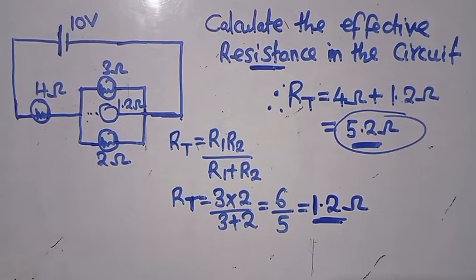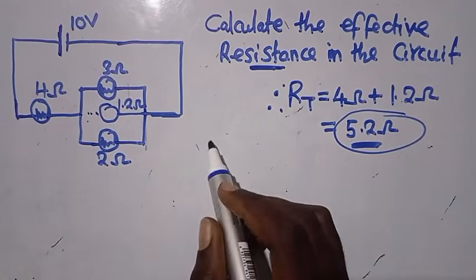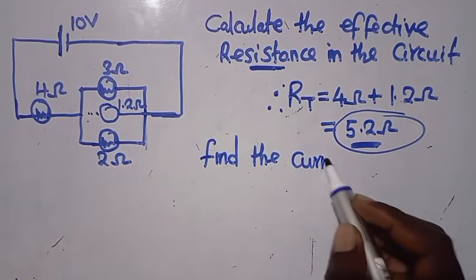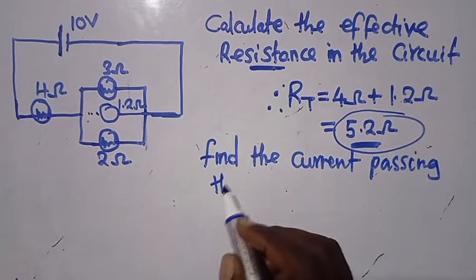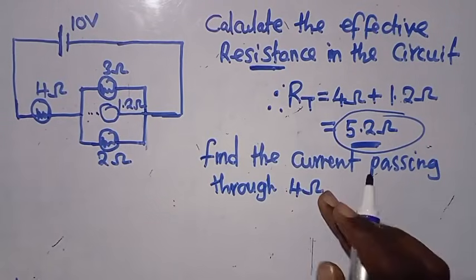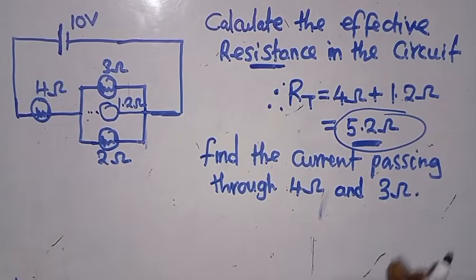So you can have a question that is given like this. Let's say you are told to find the current passing through the 4 ohm resistor and the 3 ohm resistor. You are given this particular question.